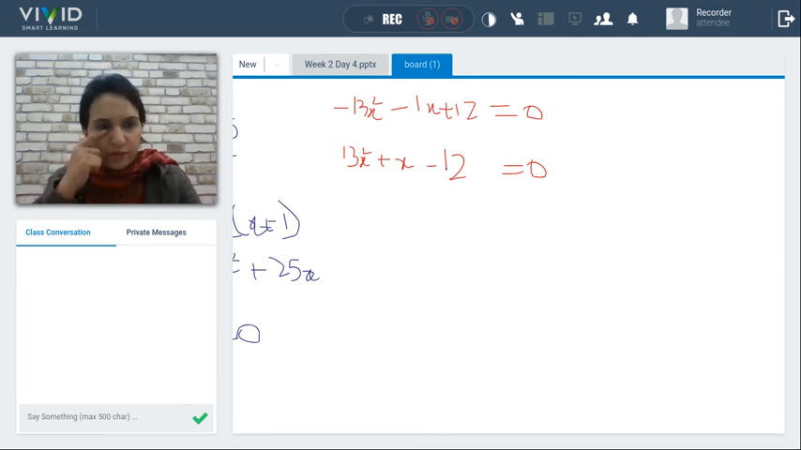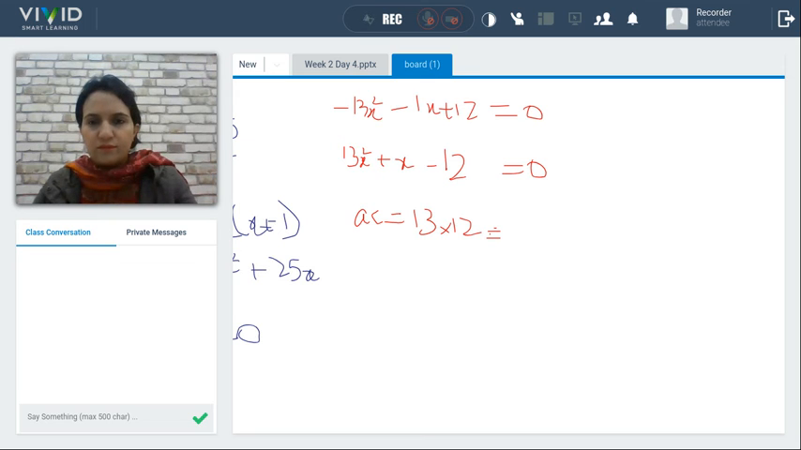In this standard quadratic equation we have to multiply a into c first. ac is equal to what, then we will make its factors. ac is 13 into 12. What is 13 into 12? Thirteen into 12 is 156. So this will be the number which we are going to use for factorization.